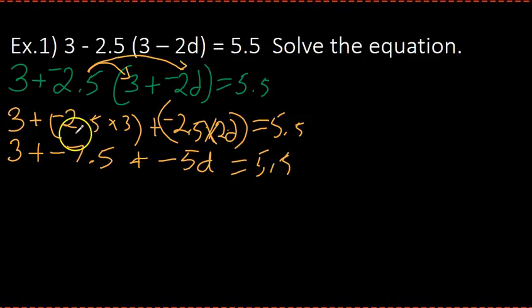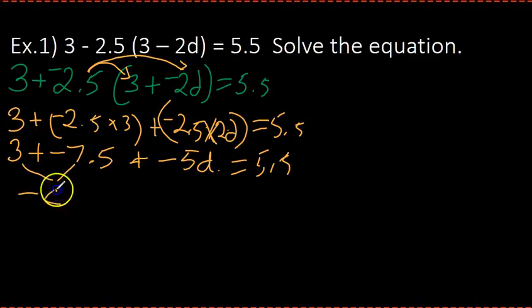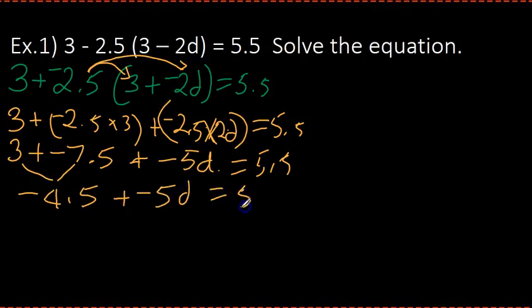All right, so now the parenthesis is gone. All we've done is distribute to get rid of the parenthesis. Next, we collect like terms, still simplifying the left side. So 3 and negative 7.5 are like terms because they are constants, so we can add them together. If we add them, we're going to get negative 4.5, and then plus negative 5d equals 5.5. Now the left side is simplified because we cannot add negative 4.5 to negative 5d; negative 4.5 does not have d with it, so they are not like terms.